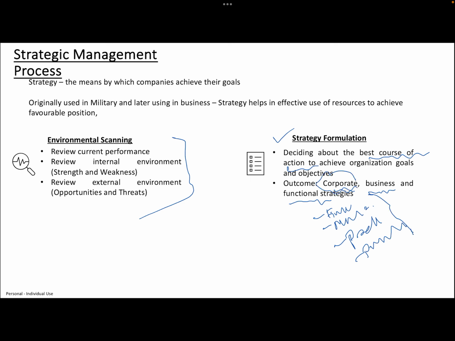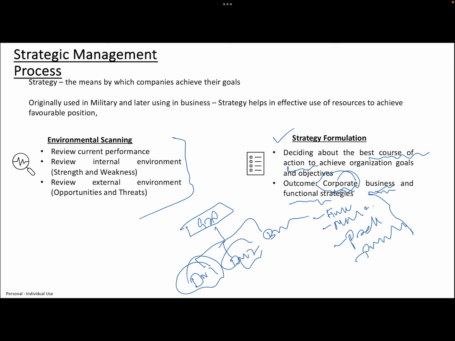So each individual department's performance. Corporate is the entire group, and under that there will be three or four products in every company: division one, division two, division three. So this is all about business strategy. What business one will do, what business two will do, and what business three is going to do. And under that there will be sub functions: finance, manufacturing or production, purchasing, marketing, etc. What are their roles? The entire thing will be formulated first.